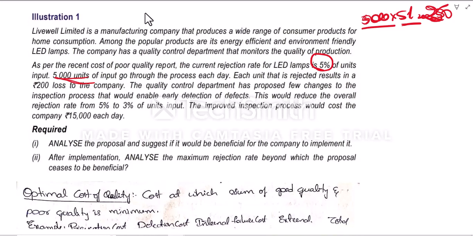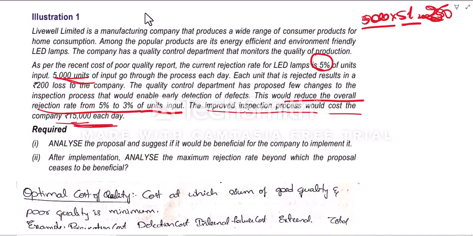Next, the quality control department has proposed a few changes to the inspection process that would enable early detection of defects. So they want to propose a new scheme to detect the defects at an early stage. This would reduce the overall rejection rate from 5% to 3% of units of input, and the improved inspection process would cost the company 15,000 each day.